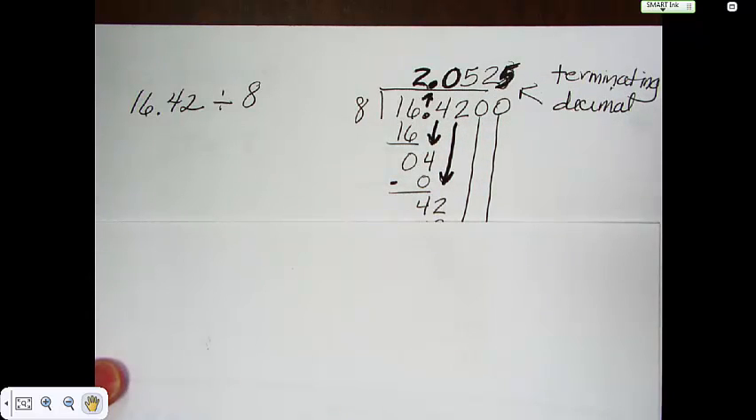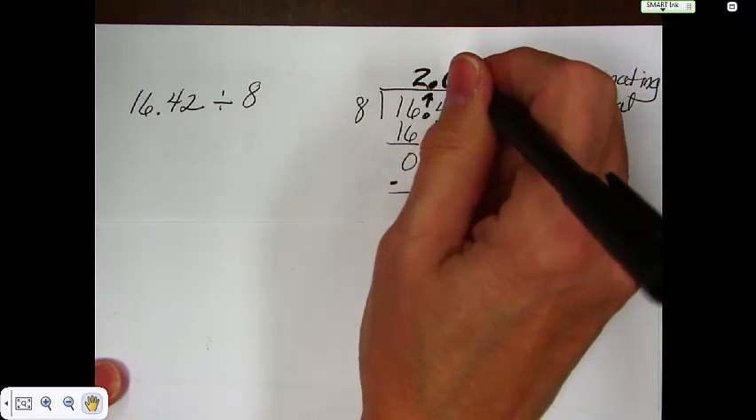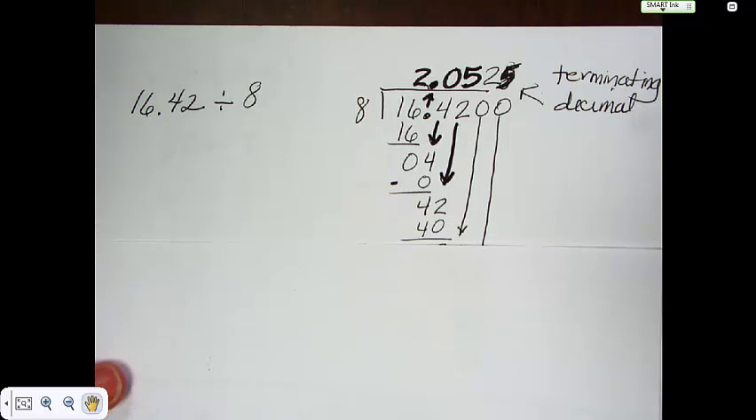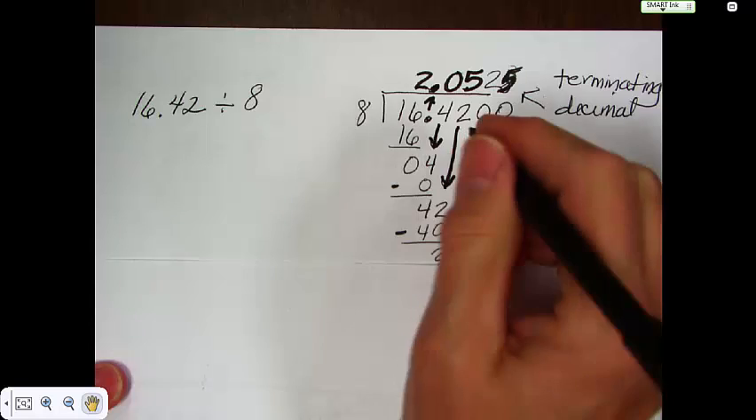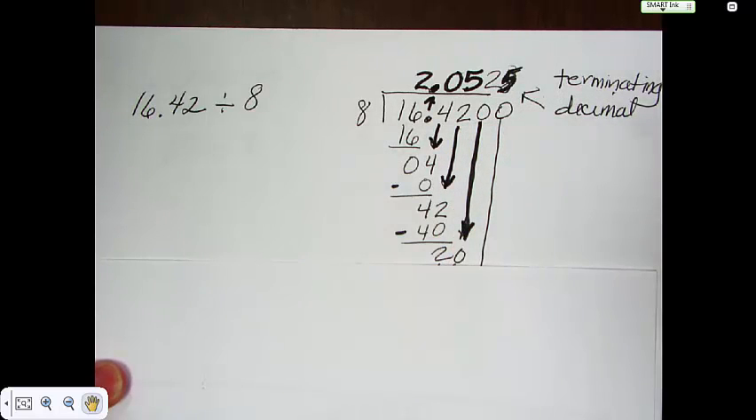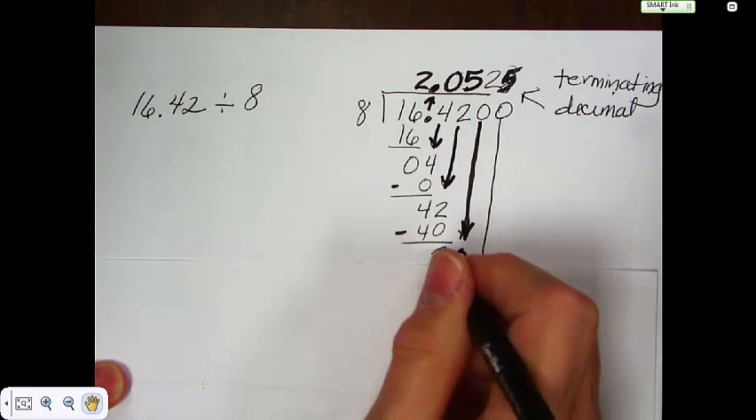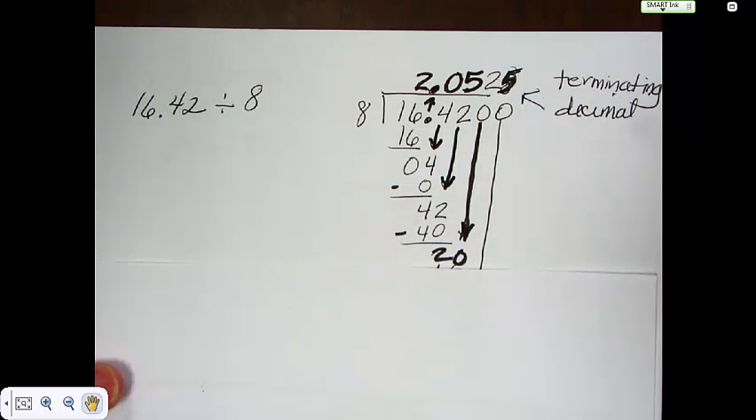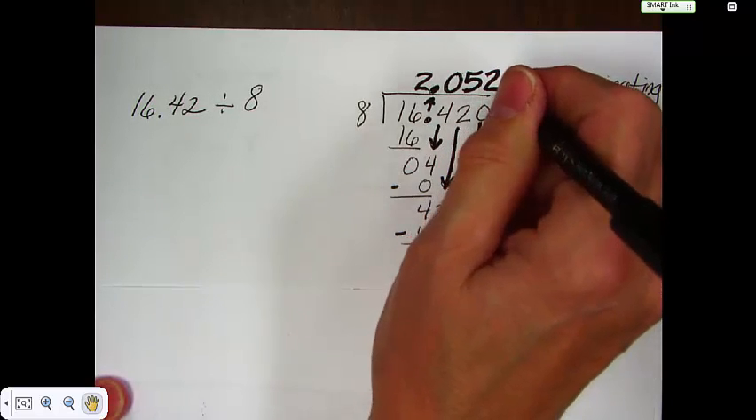Now, does 8 go into 42 evenly? No, but 8 times 5 is 40. Okay, so we put 40 here. We subtract. We get 2 again. And we bring down a 0 because we want to get a decimal answer. So we have 20. 8 goes into 20. Well, it goes in twice, so we put our 2 up here.